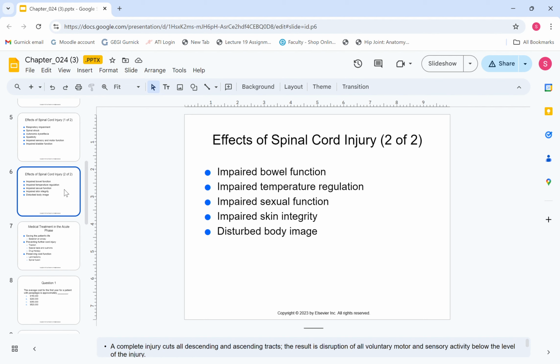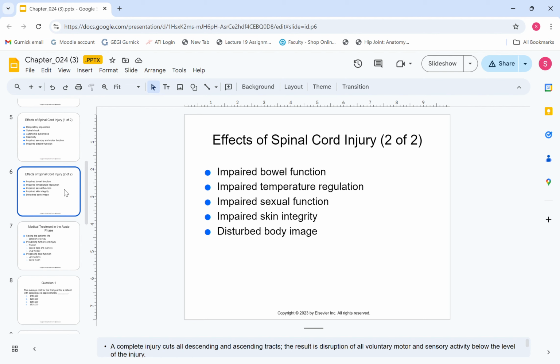Impaired sexual function can also be an issue, because those sacral nerves are going to be involved. Impaired skin integrity, because if you can't feel when a bed sore is happening, you can't feel the pain of a bed sore, you're not going to know it's there. You're not going to pay attention to it. You're not going to have somebody look at it.